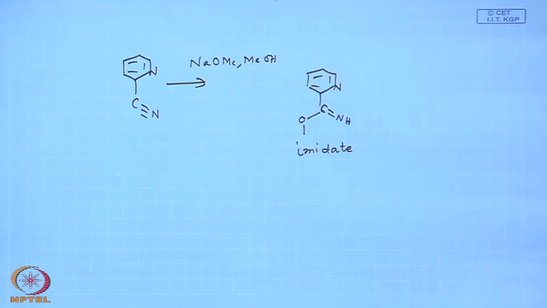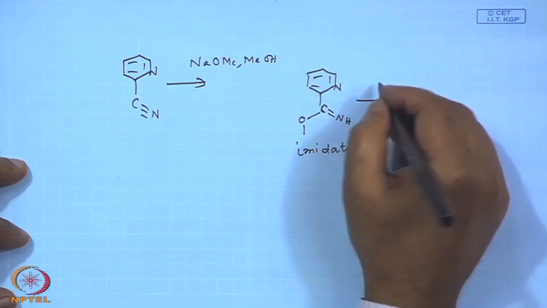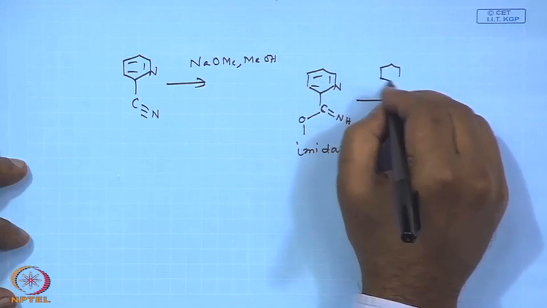I mean, you can just do it in the lab. Take acetonitrile, add HCl, dry HCl though. If you just have wet HCl, you will get hydrolysis of cyanide to the corresponding carboxylic acid. With dry HCl and methanol, you get the imidate, the corresponding hydrochloride will be obtained.